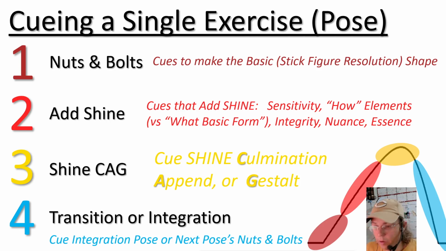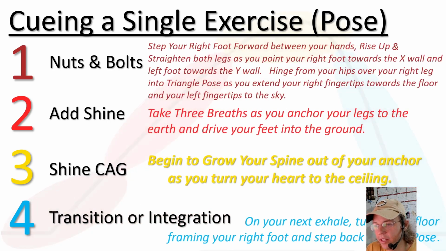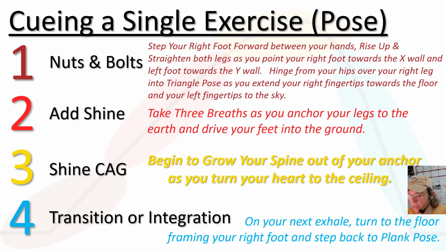So with that, let us look at an example. So here's an example of a cue that I might write out for triangle pose in these 4 phases here. So first we got the nuts and bolts. So in this case, I'm being quite verbose on the nuts and bolts. Since in this training, when we first learn to cue, we tend to be a bit more verbose with the nuts and bolts.